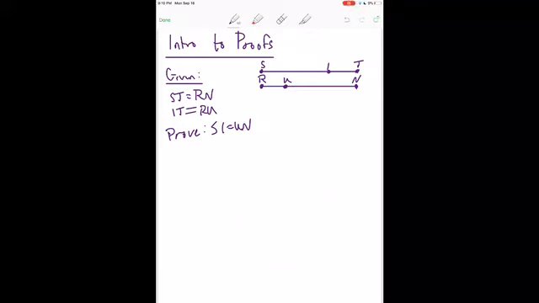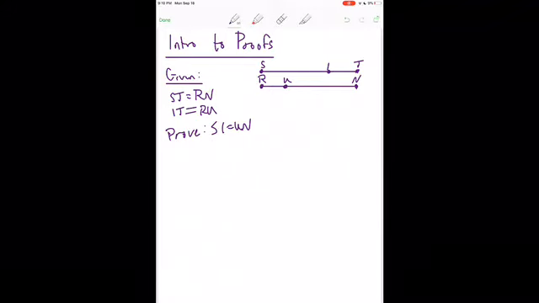All right, guys, so let's take a look at our first proof of the year. Whenever you're taking a look at a proof, there will always be some sort of given information, whether it's in the form of just some statements, such as here we have ST equals RN, IT equals RU, or it's in the form of a diagram. A lot of times both will be given because it will be some statements in regard to a diagram.